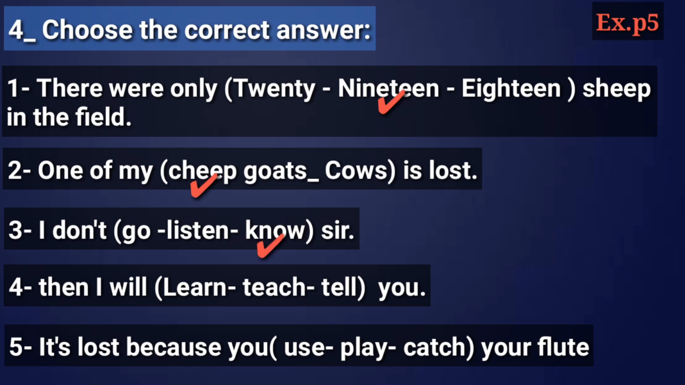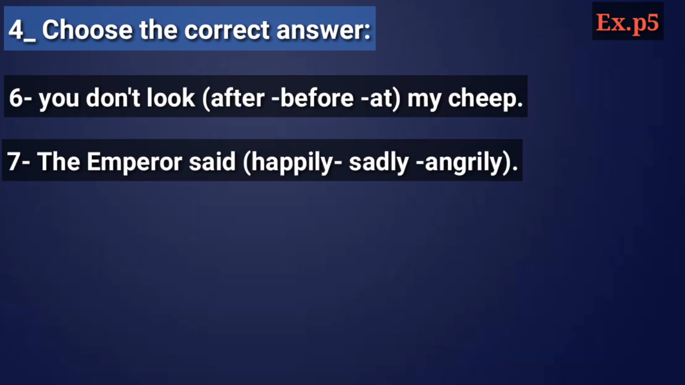Number 4, then I will learn, teach, tell you. The answer is tell. Number 5, it's lost because you use, play, catch your flute. The answer is play. Number 6, you don't look after, before, at, my sheep. The answer is after. Number 7, the emperor said happily, sadly, angrily. The answer is angrily.